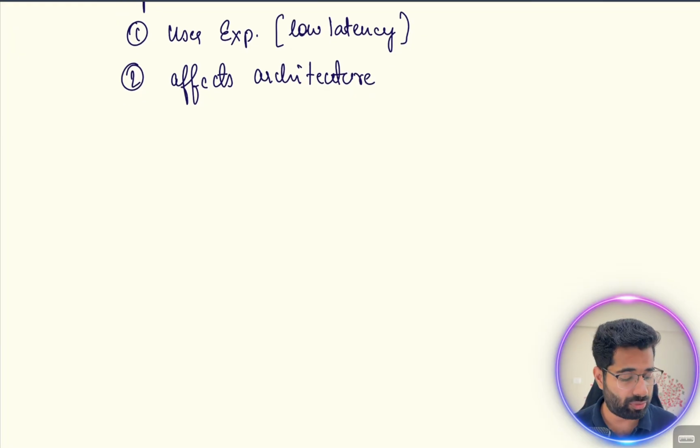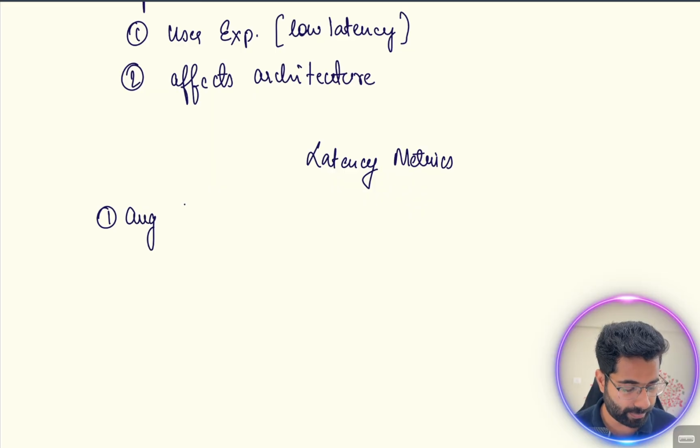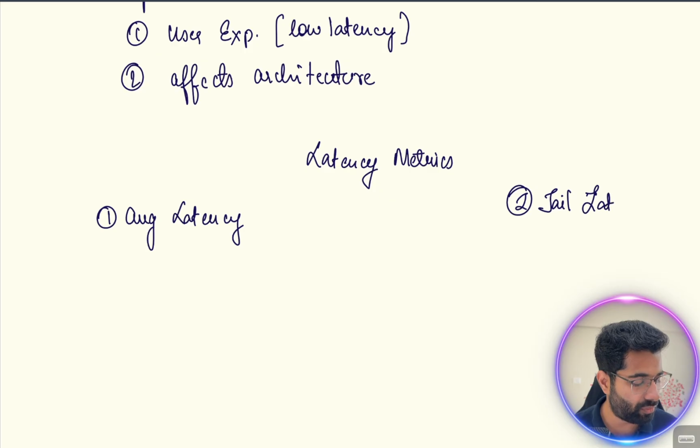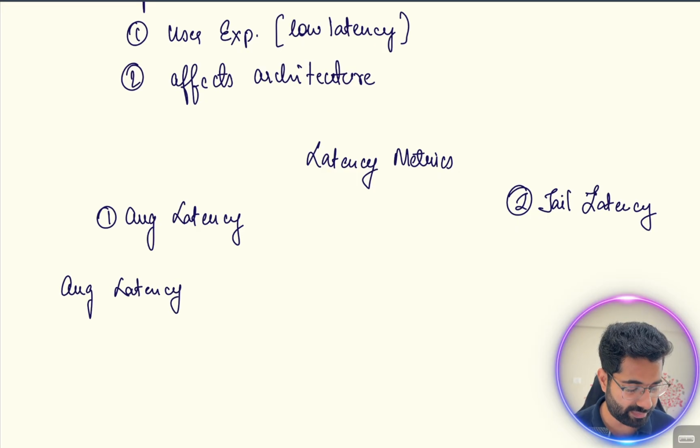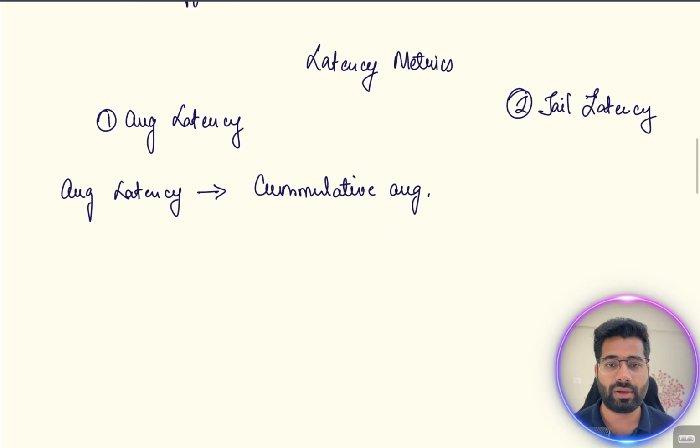Now, when we're talking about calculating latency metrics, we broadly categorize them into two sections. One is average latency and the second one is tail latency. What do we mean by average latency? Average latency is nothing but a cumulative average of all the latencies for a given period of time.